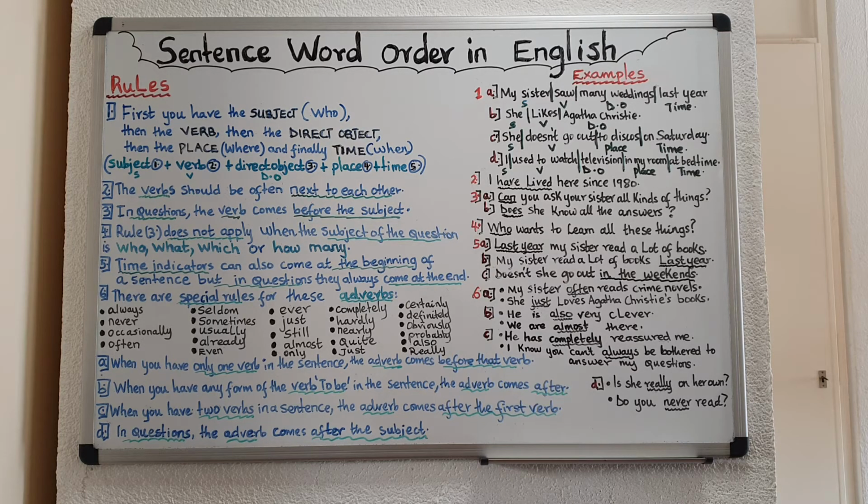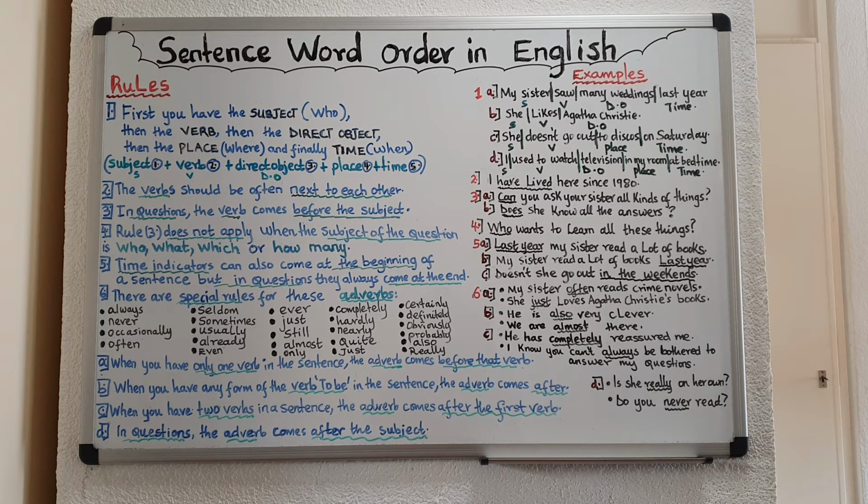Then after that, you write the verb. The verb is the action, like see, play, cook, eat. All those are examples of verbs. And then you have the direct object. The direct object receives the verb.